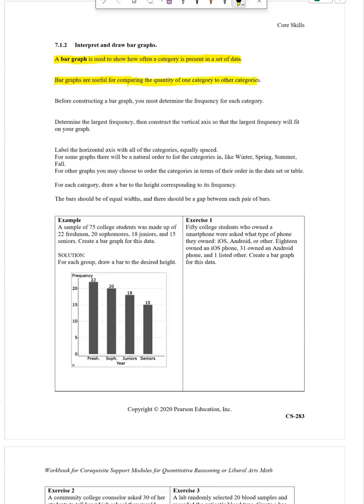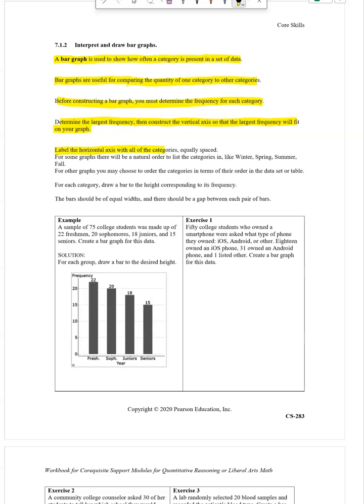Before constructing a bar graph, you must determine the frequency for each category, how many times they appear. Then you determine the largest frequency. Then you can construct your vertical axis to make sure that the highest one will fit on your graph. So you always count and see which one is the highest, then you make your vertical axis.